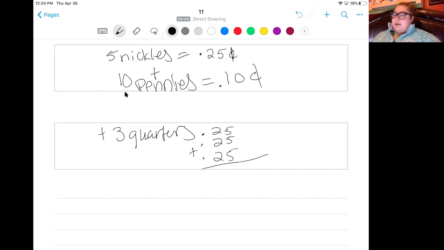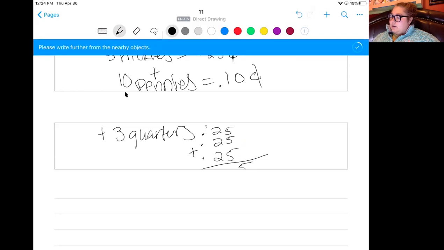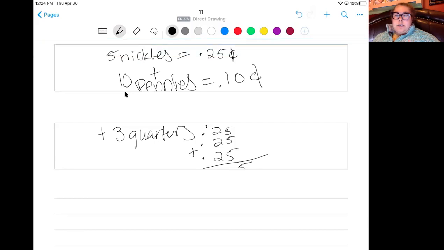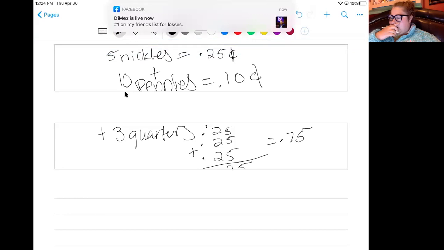And I skip counted by 5s. But if you don't feel comfortable skip counting, you know 5 plus 5 is 10. 10 plus 5 is going to give you 15. Okay? You have to carry that 1. So 2 plus 1 is going to give us 3. 3 plus 2 gives us 5. 5 plus 2 is 7. So that equals 75 cents. 3 quarters equals 75 cents. Okay.